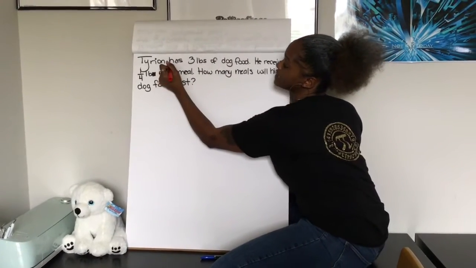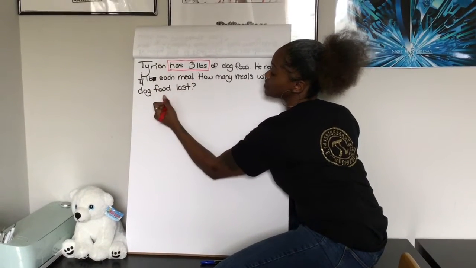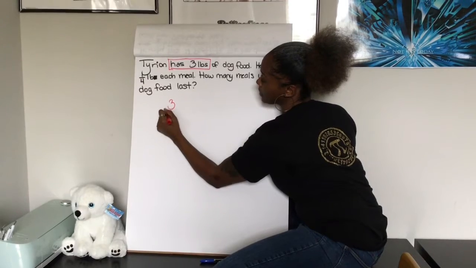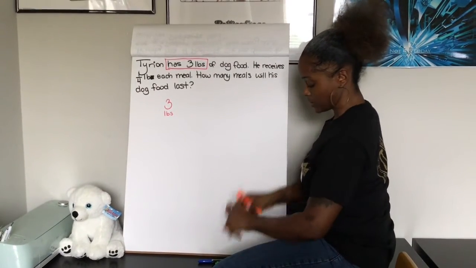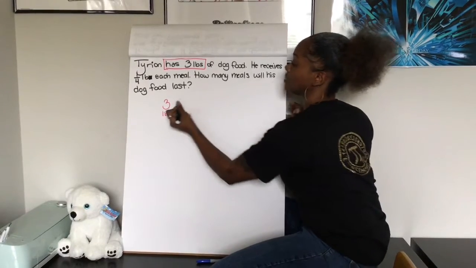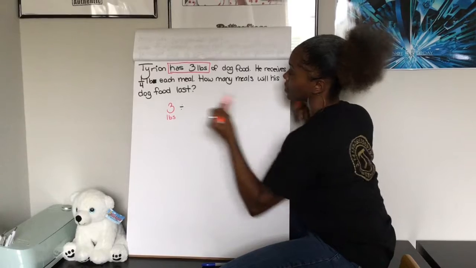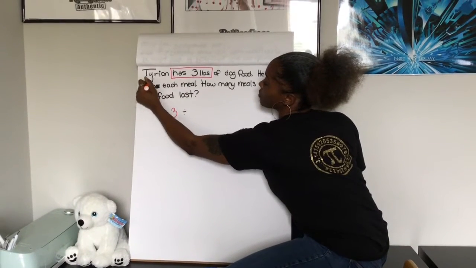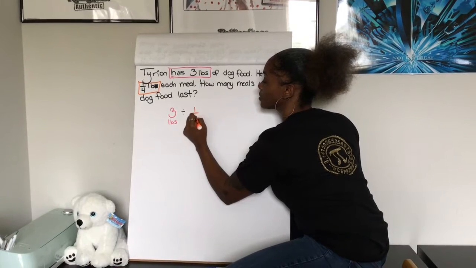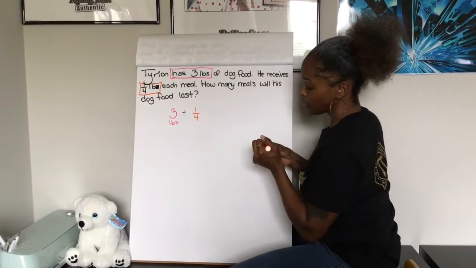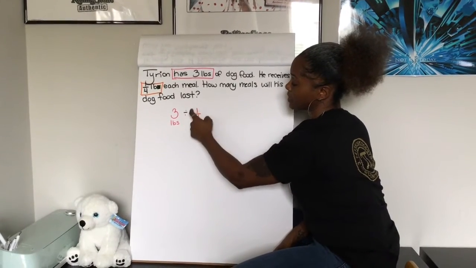Right here, I can see that Tyrion actually has 3 pounds of dog food. So down here, I'm gonna write down my 3 pounds. Now those 3 pounds are going to be divided up into 1/4 pound portions. So what do I do? I'm taking 3 pounds and I'm splitting it up into fourths.